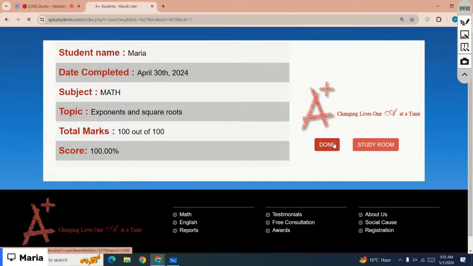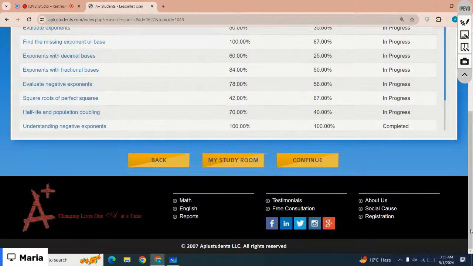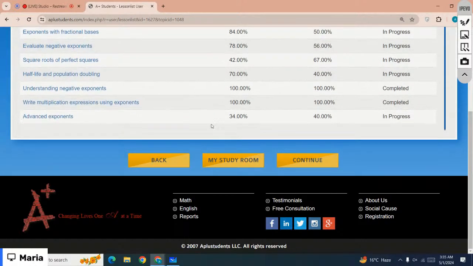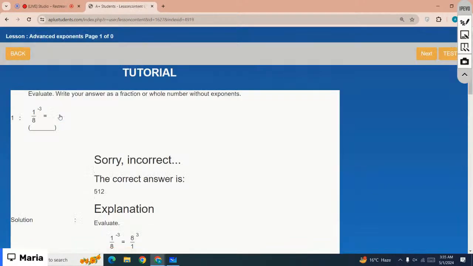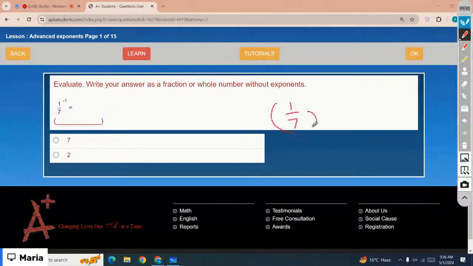The next one is the last lesson from the chapter, that is advanced exponents. Okay, I think they are all the same. Okay, 1 over 7 exponent negative 1, right? So here negative 1 is the exponent of the whole fraction 1 over 7, right? 1 over 7 exponent negative 1, it looks like this.